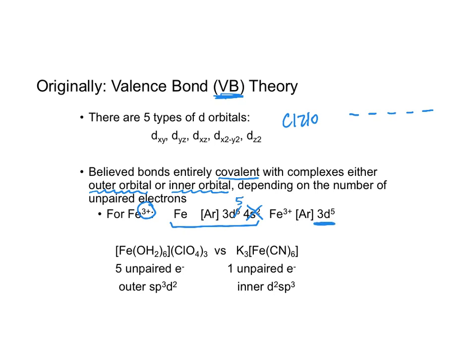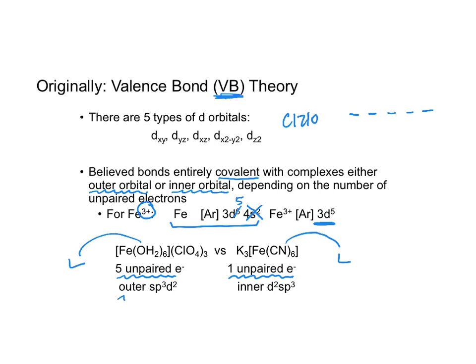This is going to be a d5. So when people were working in the lab, what they found when the ligand was water was that there were 5 unpaired electrons. When the ligand was cyano, they found there was only 1 unpaired electron. Remember, this is an early theory, and I want to present it before the next section so you really get into the swing of it.